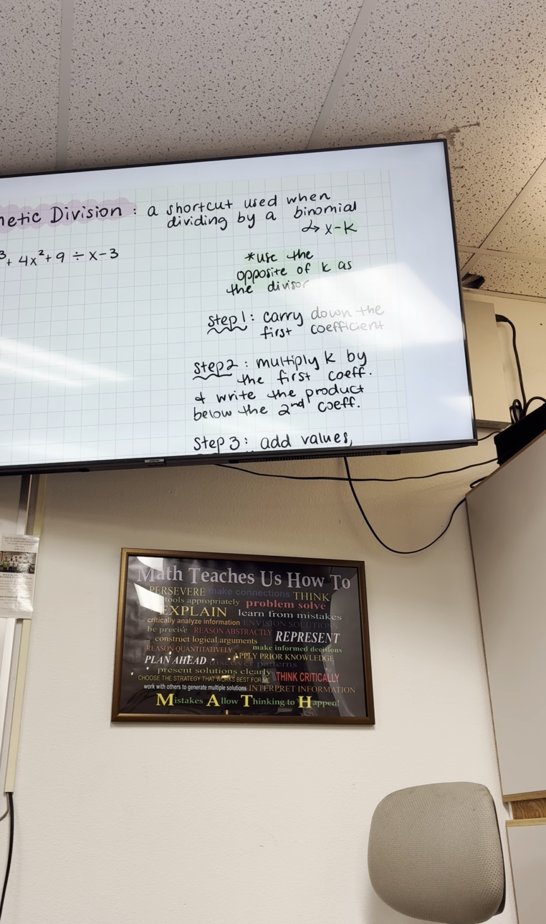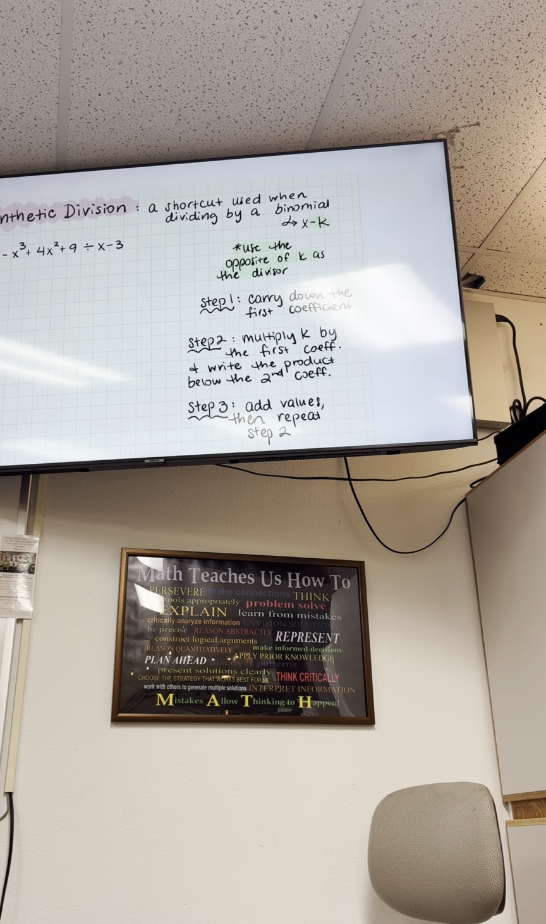And I know I left a lot of words up here. Part of that is just because it's a little bit easier to not have to rewrite them again and again, but I'm gonna walk through what these steps mean. You can see the example we're gonna use is negative x cubed plus 4x squared plus 9 divided by x minus 3. That is clearly division by a binomial, which is why this works.